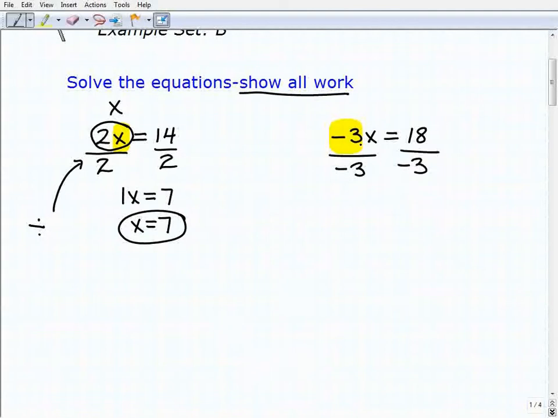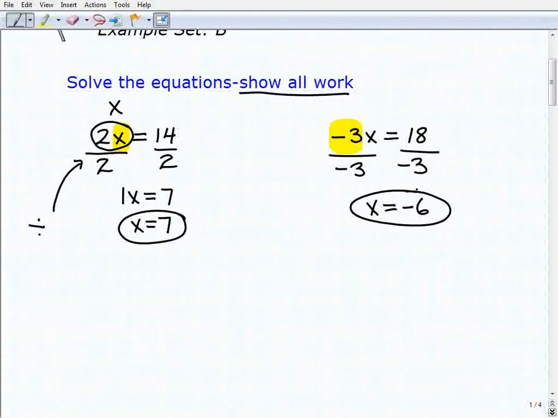Now, let's see why we had to do that. Because negative 3 divided by negative 3 is a positive 1. That's what we want. We want positive 1. If we just use 3, well, we get a negative 1. So this is going to be positive 1x, or x, and that's going to be equal to 18 divided by negative 3, which of course is negative 6.